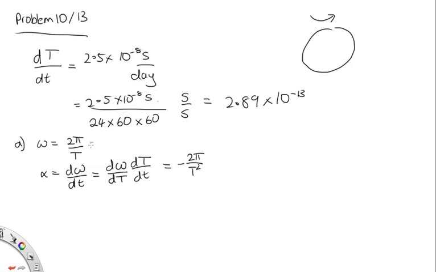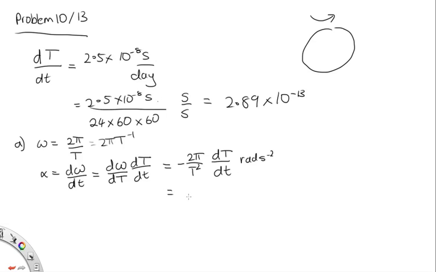Because remember, this is just 2 pi T to the minus 1, so we bring the minus 1 out the front, make it minus 2, which makes a T squared on the bottom, and we keep our constant. And then this is times dT dt. Now we do have a value for the rate of change of the period just here. So now we just need to substitute everything in, and this will be in radians per second per second.